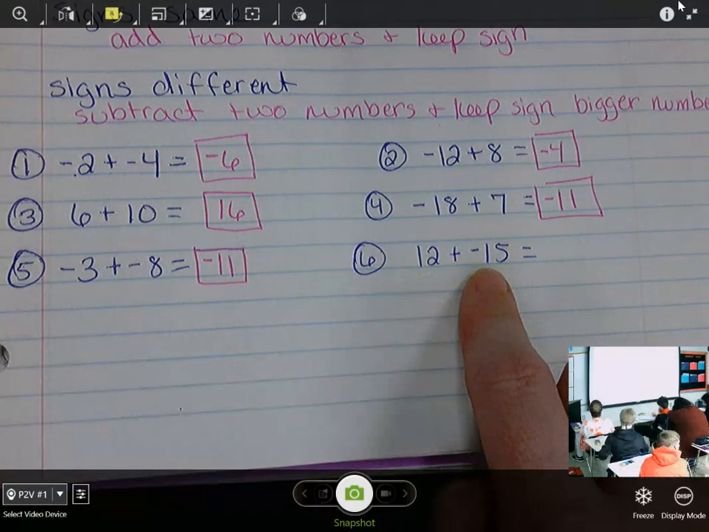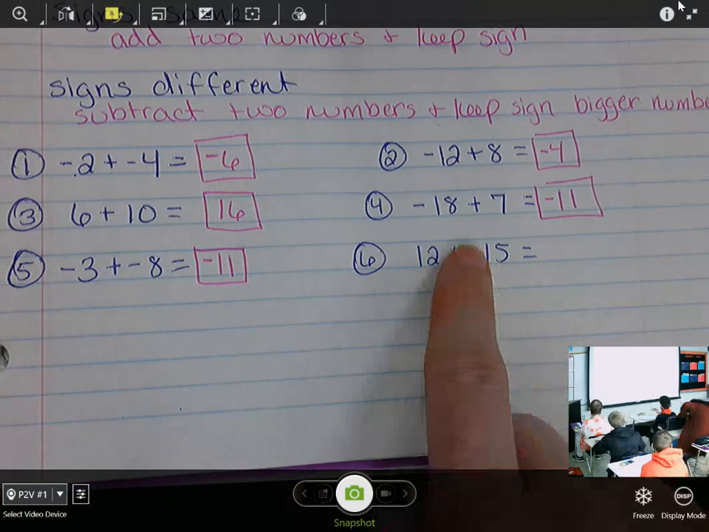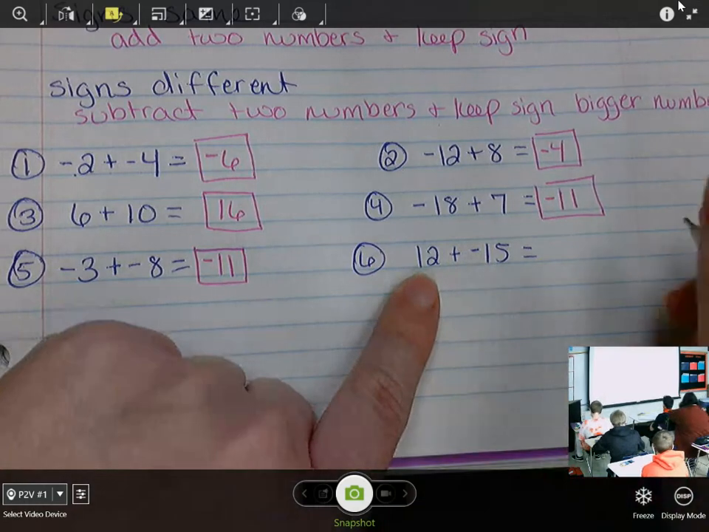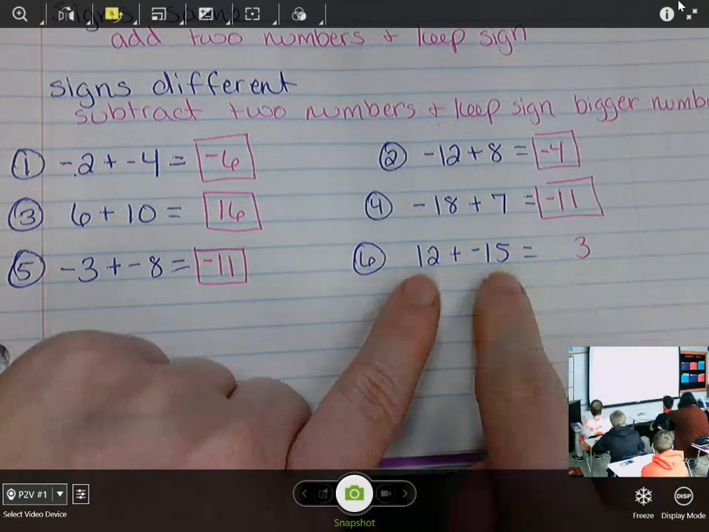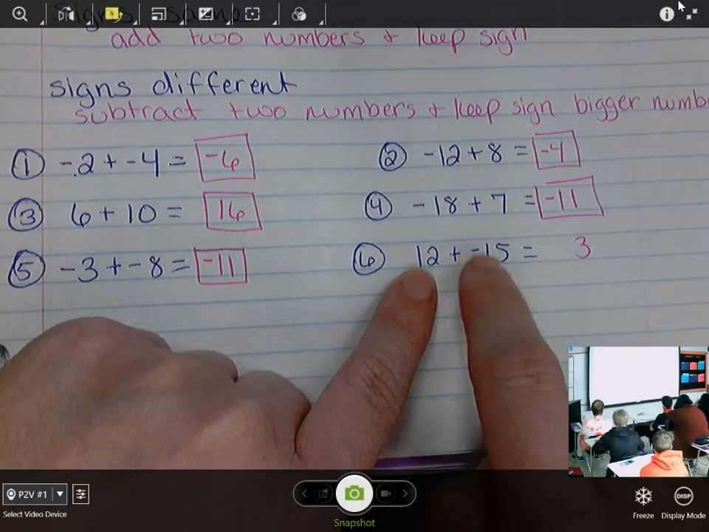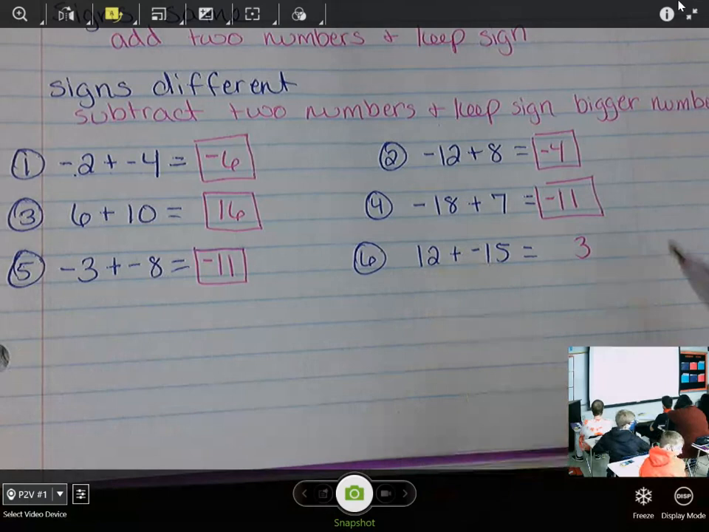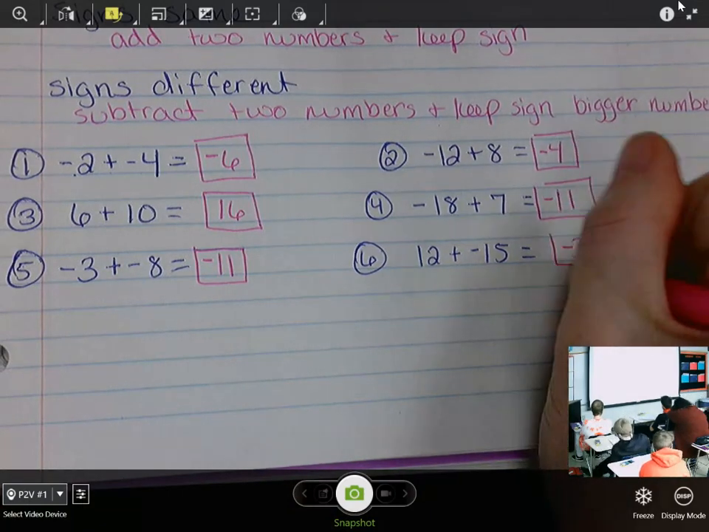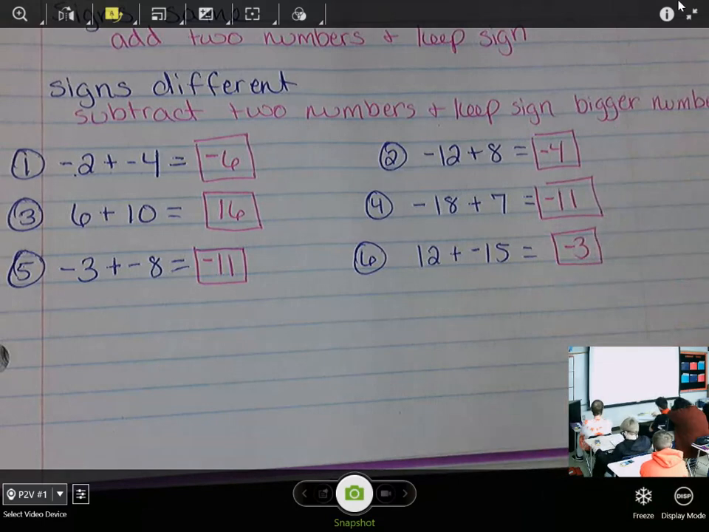Is it negative 3? Well, don't pay attention to the sign yet. What's 15 minus 12? Say that again. 3. And which number is bigger, the positive or the negative? Well, the 15 is bigger and it's negative, so would this be a positive or a negative? Negative.